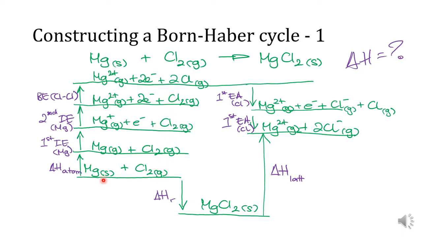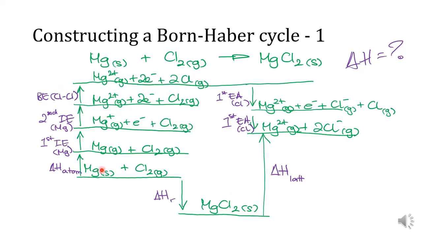Now, the Born Haber cycles that you are going to be looking at are for group 1 or 2 metals, and then either halogens or oxygen. So like halides or oxides. So you need to make sure that you are covering all of these arrows.